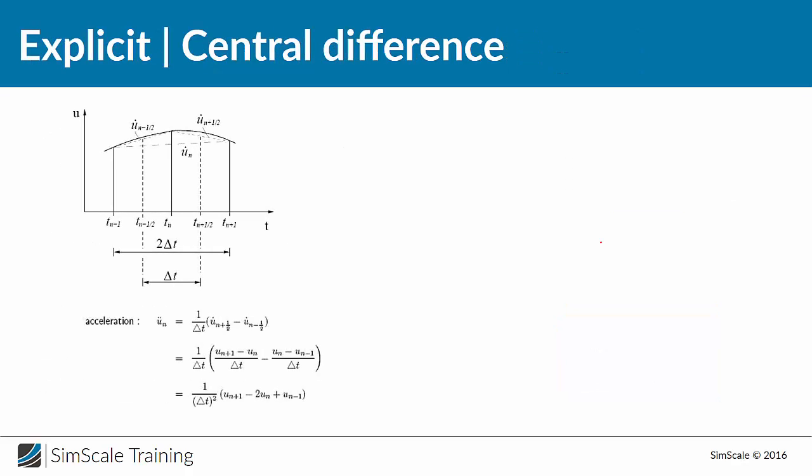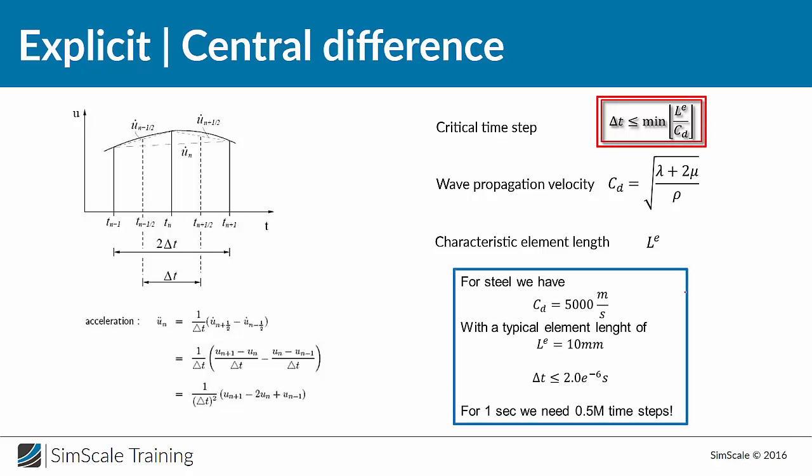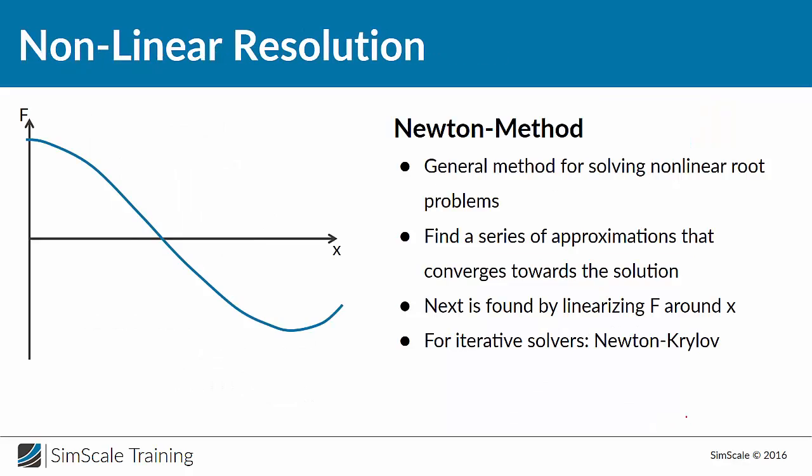Here's just an example of how you calculate the explicit time step for central differences. Here you can see how it's calculated based on the actual value and the value before. And basically there the time step is limited by a minimum time step, which you can calculate by dividing a characteristic element length by the wave propagation velocity. And this wave propagation velocity is a material constant. So for steel, in this example, with 10 millimeters of steel, our minimum time step would be 2 microseconds, so for 1 second of real time we would need 0.5 million time steps, just for you to understand the problems related to explicit time integration.